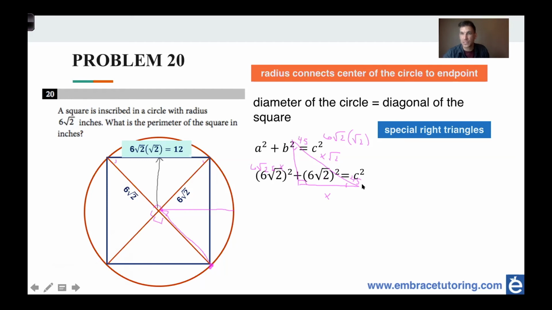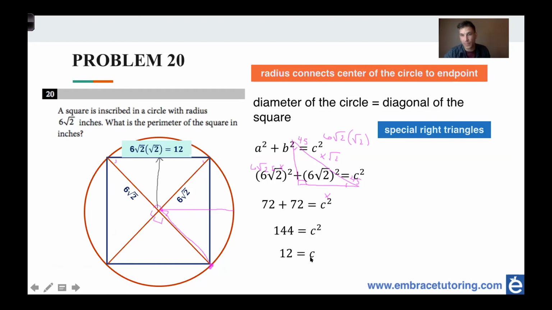2 squared equals c squared, right? And remember that if it's 6 radical 2, I have to square both of these. So this becomes 6 times 6 is 36. Radical 2 times radical 2 is 2. So it becomes 36 times 2, which is what gives me 72. And then it's the same thing. So 72 plus 72 gives me 144. I get 144 equals c squared.